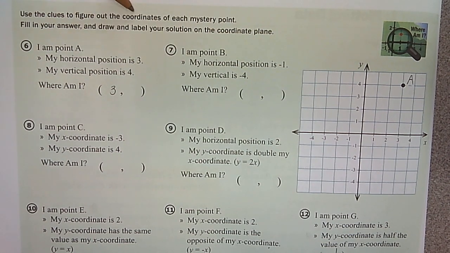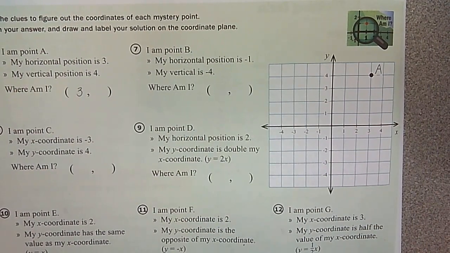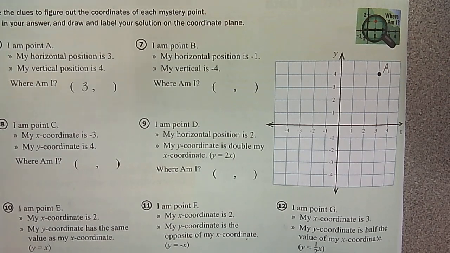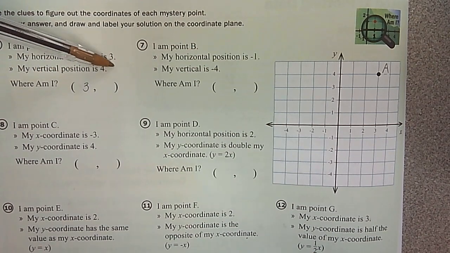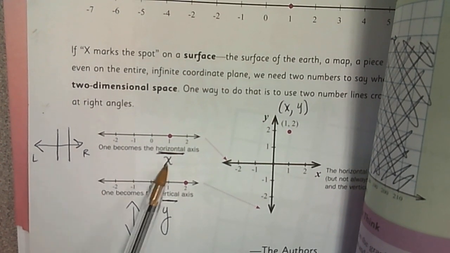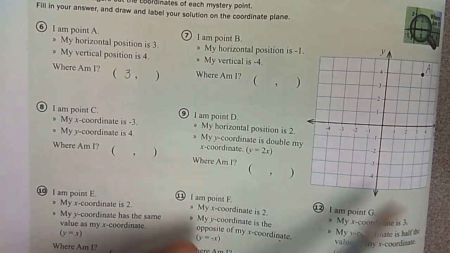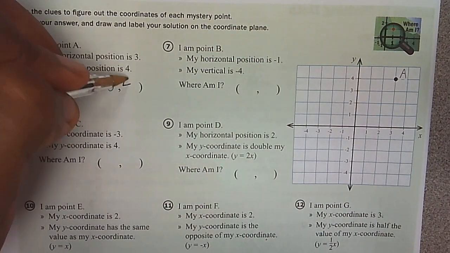Use the clues to figure out the coordinates of each mystery point. Fill in your answer and draw and label your solution on the coordinate plane. So I should have numbers over here and points there. I am point A. My horizontal position is 3. My vertical position is 4. We talked about how horizontal is this way and vertical is up and down. If I go over here and look at your horizontal position, it's 3, and then I have to go up, so that makes that 4.